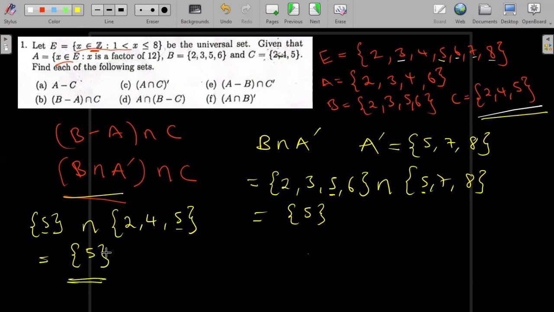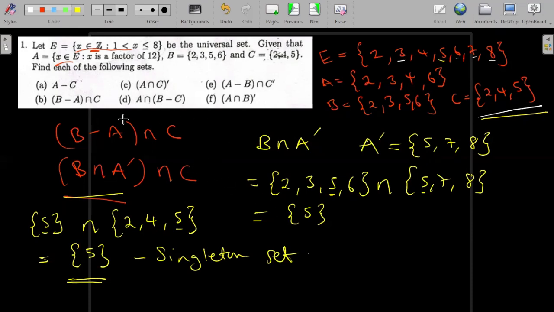One thing to note is that a set that only has one element is called a singleton set. So this here is a singleton set because it only has one element, which is the element 5. As we go on, remember if you have any question, just ask.